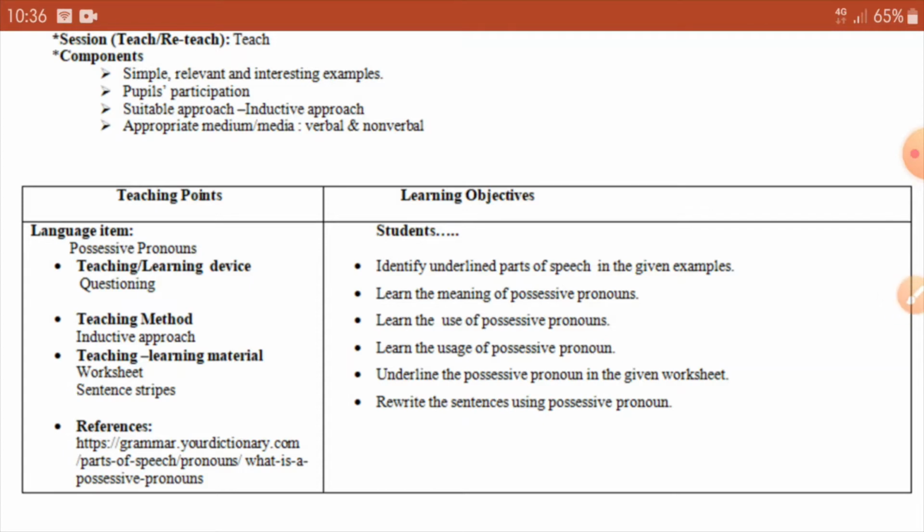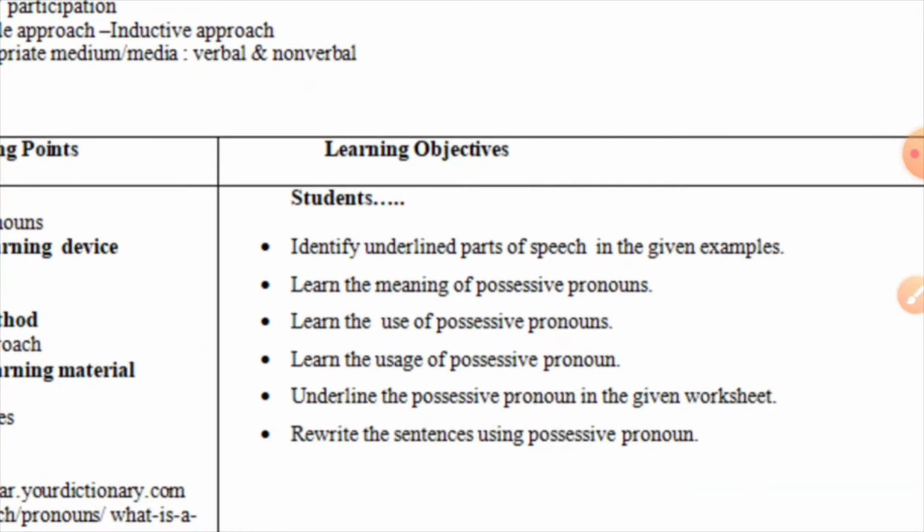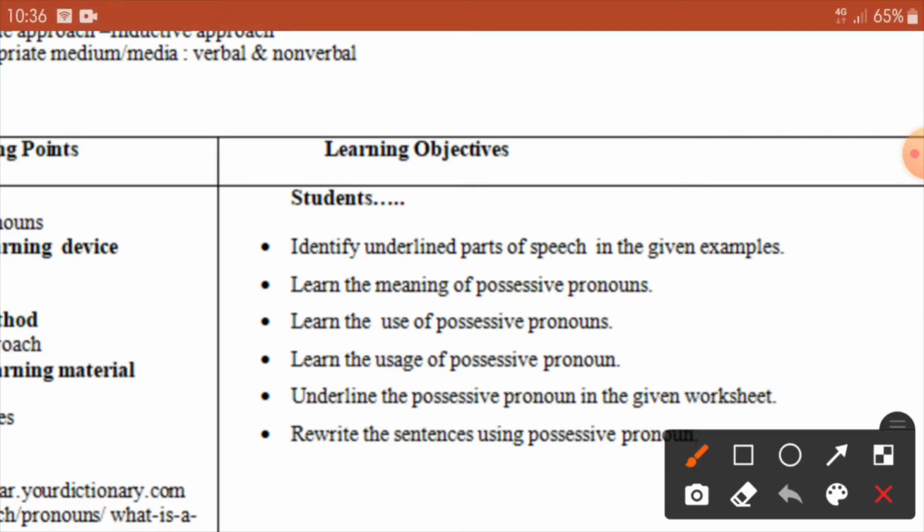Now let us see the learning objectives. Among the objectives, as you are teaching grammar, there are some specific objectives you need to know. Our first purpose is to develop the understanding of that language item. So you can mention here: the students learn the meaning of possessive pronoun, learn the use of possessive pronoun. Whatever grammar item we teach our students, they should understand the meaning of it, understand the contextual use of it, and be able to use it. It means they should be able to produce examples.